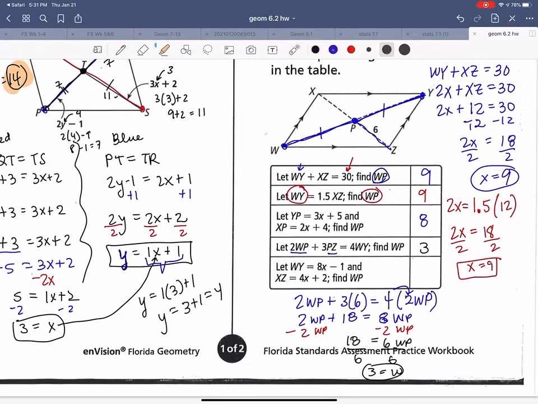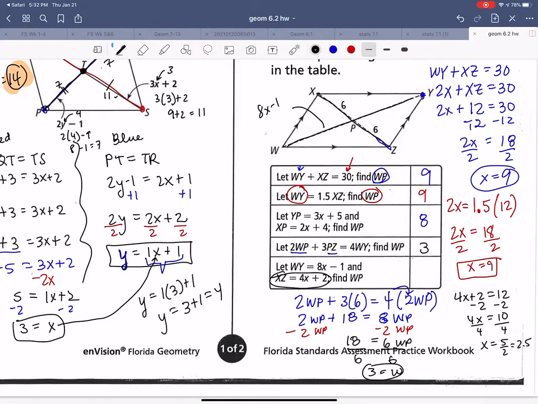Let's let WY be 8x minus 1. Okay, so the whole thing is 8x minus 1. All right, and XZ, the whole thing, we know is 12. The whole thing is also 4x plus 2, but we also know it's 12 because of the 6 and the 6. So I get 2.5. So x is 2.5.